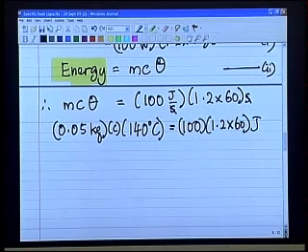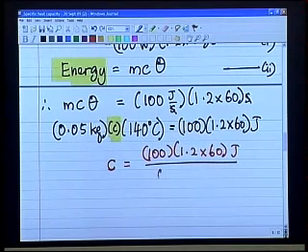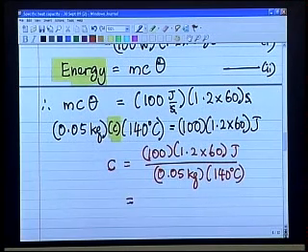In this equation, I want to calculate the specific heat capacity of the substance. So I write it in red now. What do I have? I have C equals 100 multiplied by 1.2 times 60 joules divided by 0.05 kilograms multiplied by 140 degrees Celsius. Now you can touch your calculator.